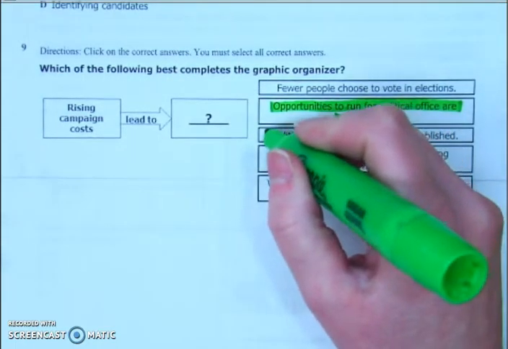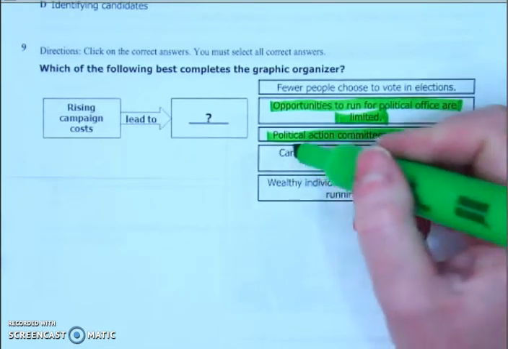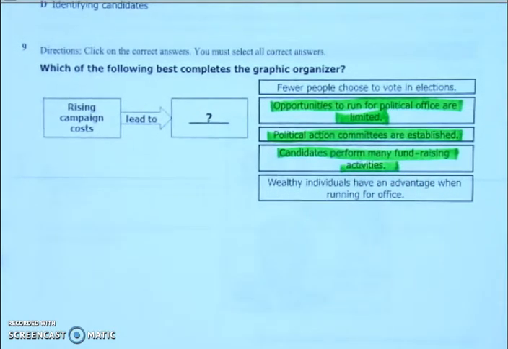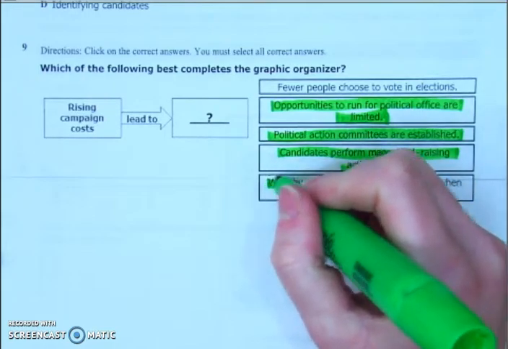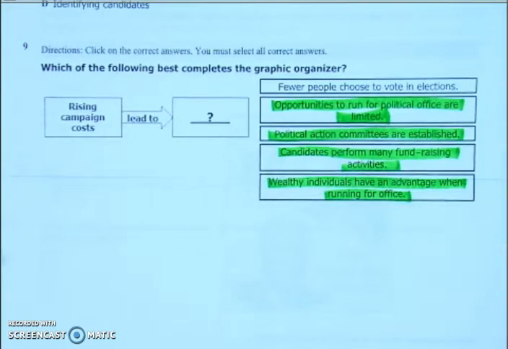Something else that occurs because of rising campaign costs is that political action committees are established. So groups like the National Wildlife Federation or the National Rifle Association will create political action committees to raise money for candidates whose platforms or beliefs they support. Candidates have to perform many fundraising activities, so they have to raise money. They're not given the money by the government. They have to raise their own. And then lastly, wealthy individuals have an advantage when running for office because they already have the money.